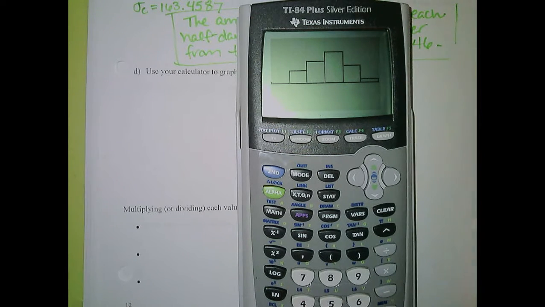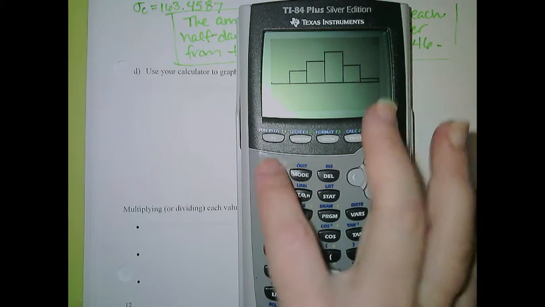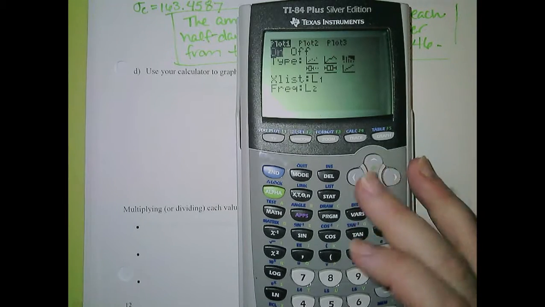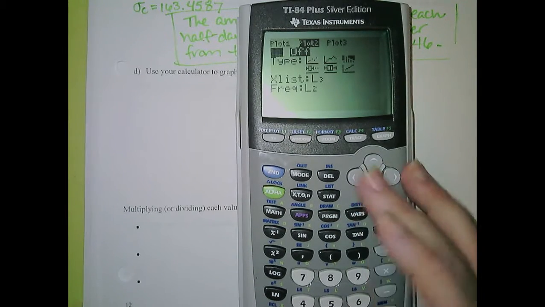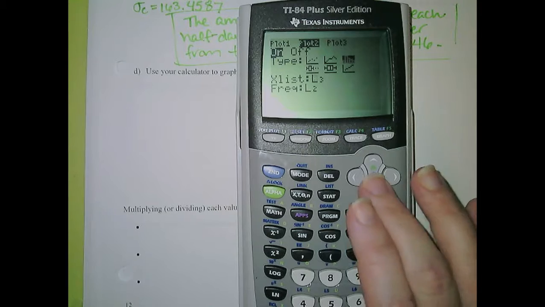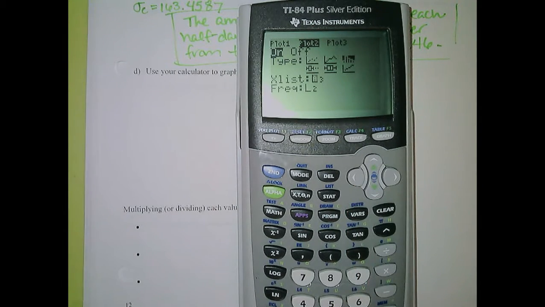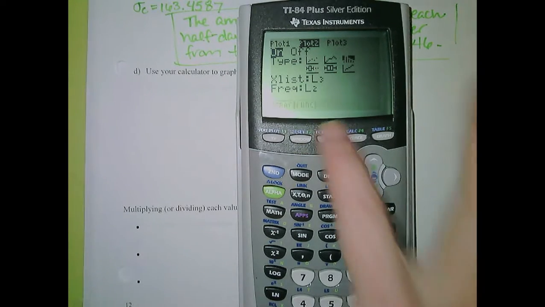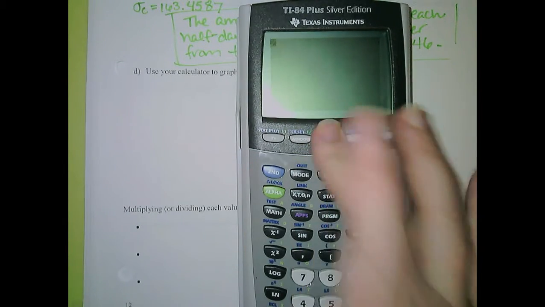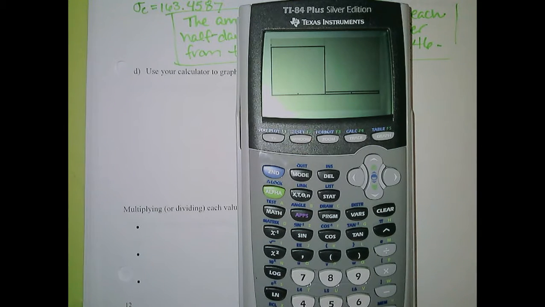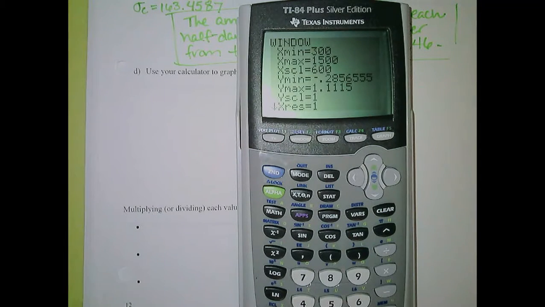Now, if I did graph the distribution of C, let's turn this one off and we'll go to plot 2, turn that one on. This time I'm making a histogram. My values for this one were in list 3. The frequency list was still list 2, the probabilities that corresponded. So this is my list of cost, and this is my list of probabilities for those costs. Again, if I press zoom 9, I'm not going to get a very accurate representation, but I can go to my window and I can change my scale and everything.